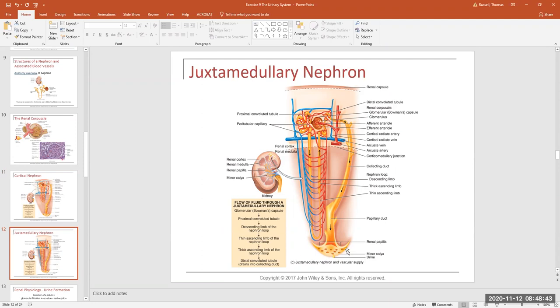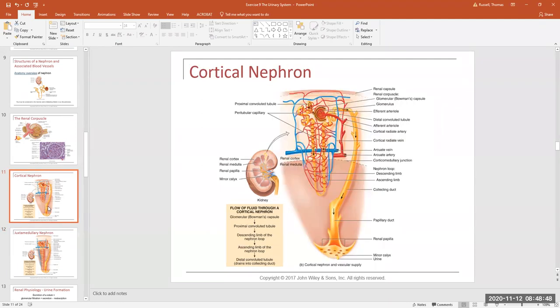The main difference, two main differences between the cortical and the juxtamedullary nephron is the position of the renal corpuscle in the cortex, number one. In a cortical nephron, the nephron is pretty much housed up in the cortex. Its loop of Henle or nephron loop barely dips down into the medulla. So it's got a short nephron loop, right? But also its renal corpuscle sits higher up in the cortex. So we call it a cortical nephron.